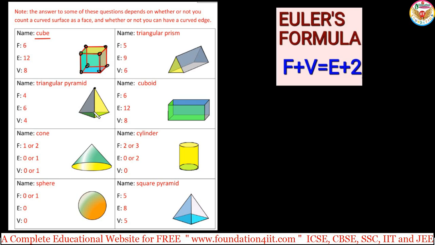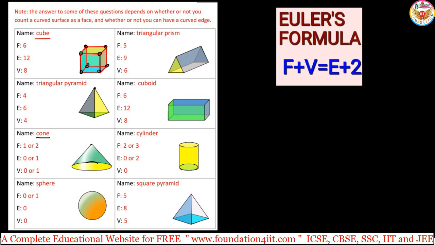The base is a triangular shape. For a cone, faces can be taken as one or two, just the base, plus the surrounding. This is optional. Edges, the surrounding one, so we can take only one or two. In some ways we can consider 0 or 1 also. Vertices is only one. If you treat this also as one vertex, that's why they give options. But mainly triangular prism, cuboid, cylinder, square pyramid. So for all these, you observe the faces, edges and vertices.